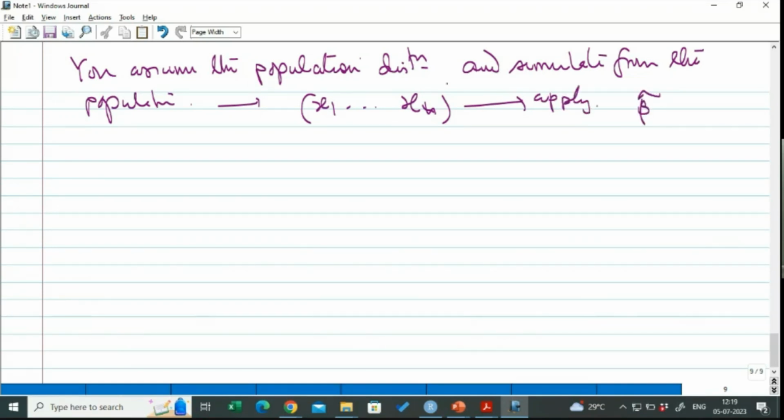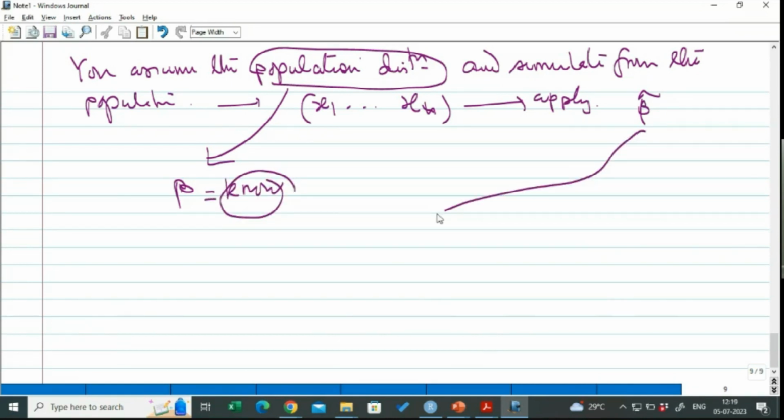Now this population already has a beta and you have assumed it. So now you know it. You check whether this beta cap is getting close to this beta or not in some sense. It may be in an absolute sense, it may be in a squared sense. That is why, whenever we develop statistical methods, they have to be first tested based on a simulation where you know your population and the population parameters.